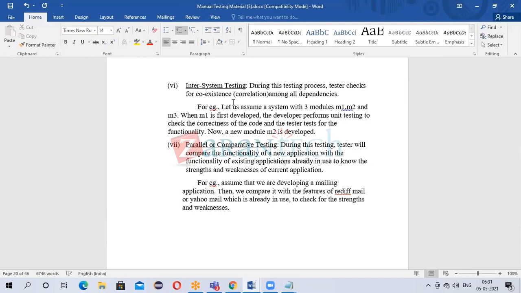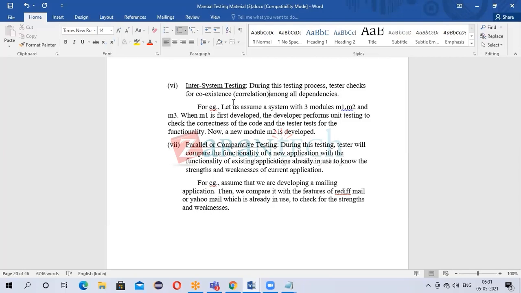Let us assume a system with three modules, M1, M2, and M3. When M1 is first developed, the developer performs unit testing to check the correctness of the code, and the tester tests the functionality. Now a new module M2 is developed. So inter-system testing is about the relation between dependencies. Here we can understand the dependencies. You got my point already.